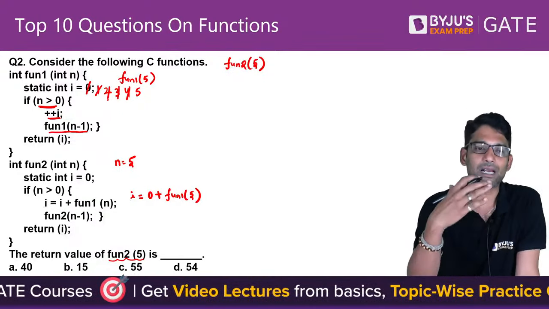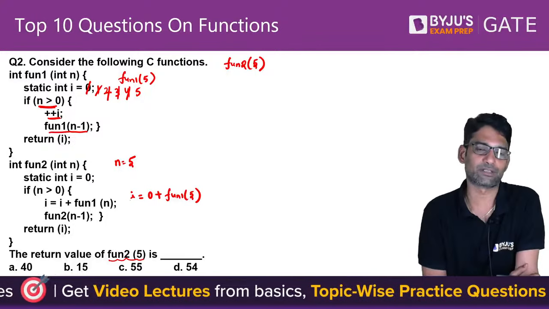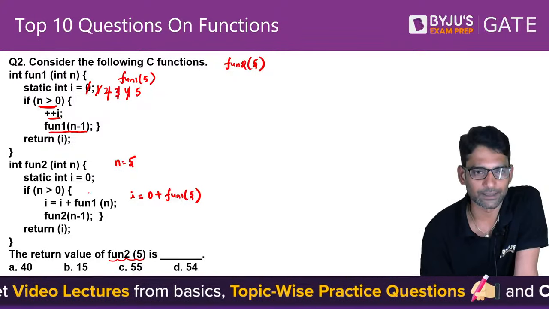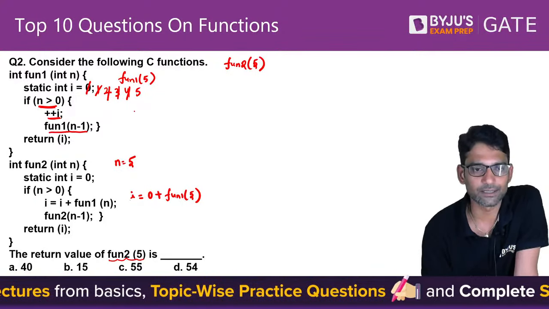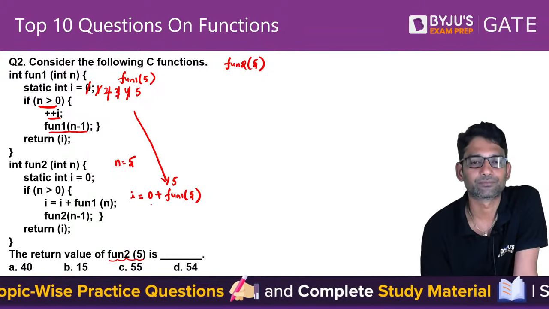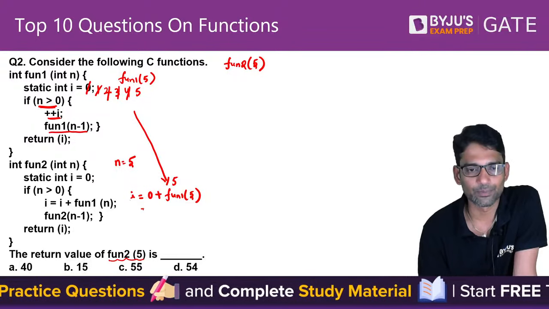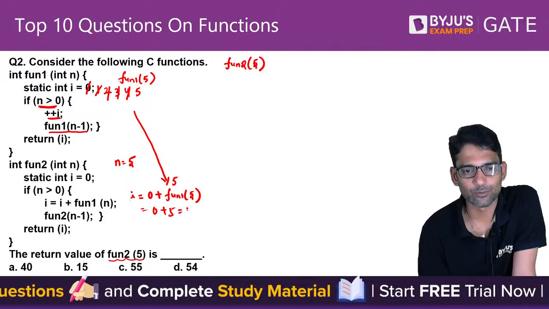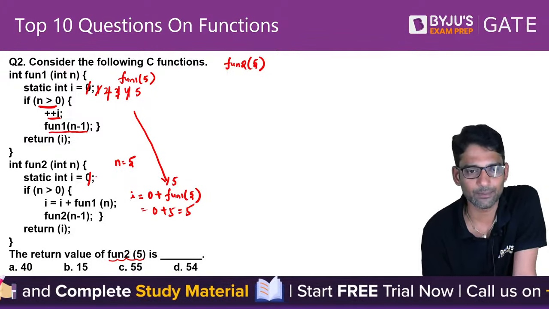That means n times I is getting incremented and return I. So what gets returned? 5 gets returned. So this would be 0 plus 5, 5. So here I value became 5.